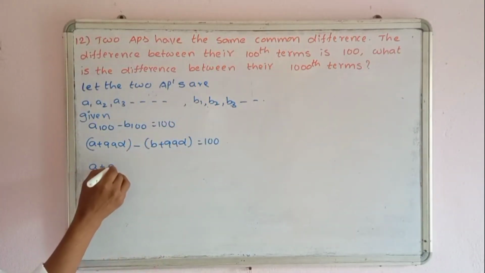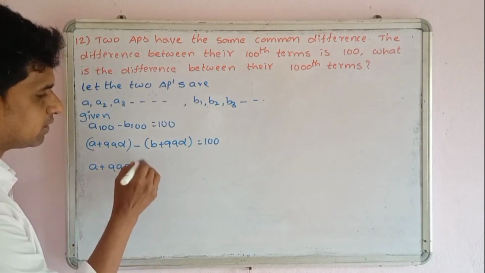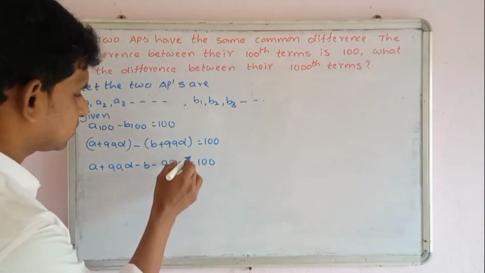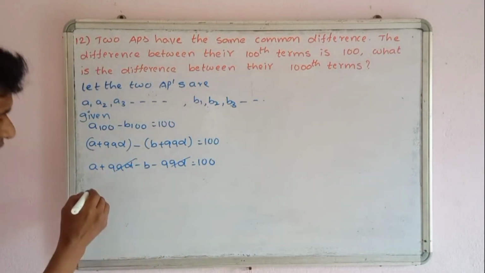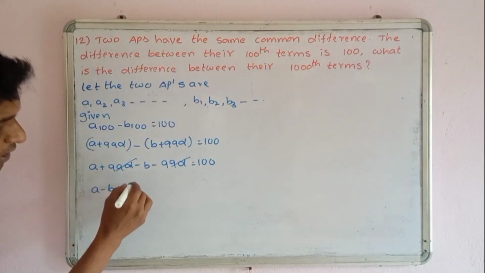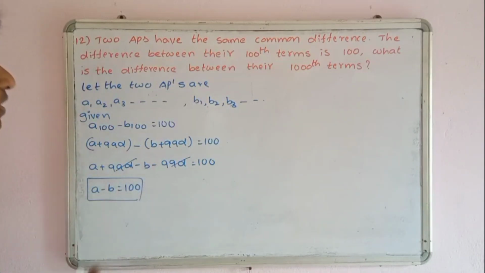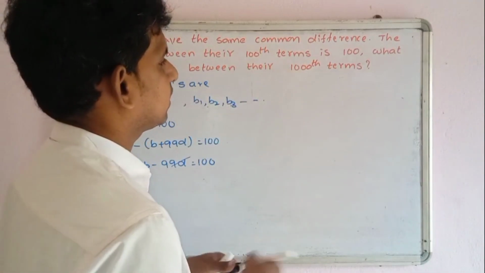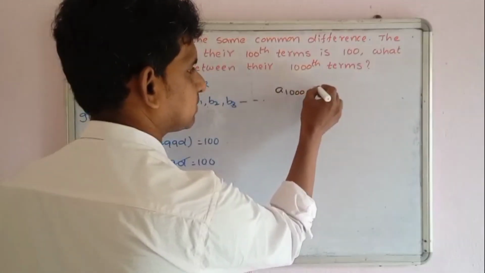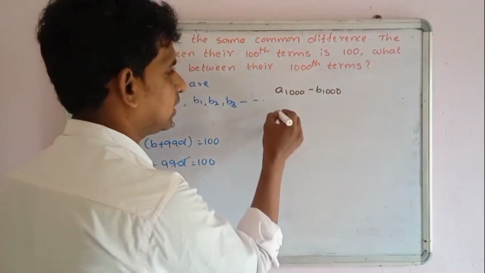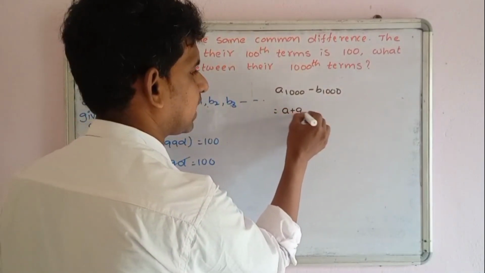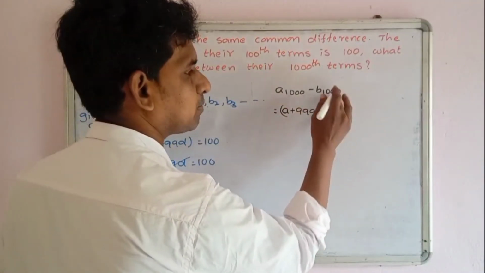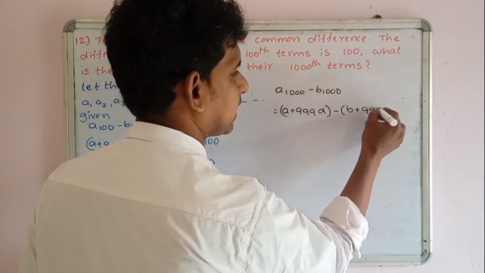So A plus 99d minus B, minus into plus is minus, 99d equals 100. So negative 99d and positive 99d cancel. So A minus B equals 100. Keep it like this. Next, now we will find the difference between their 1000th terms, that means A1000 minus B1000. A1000 is nothing but A plus 999d. A plus 999d minus B1000, which is nothing but B plus 999d.